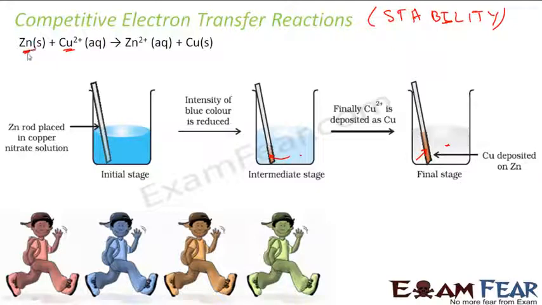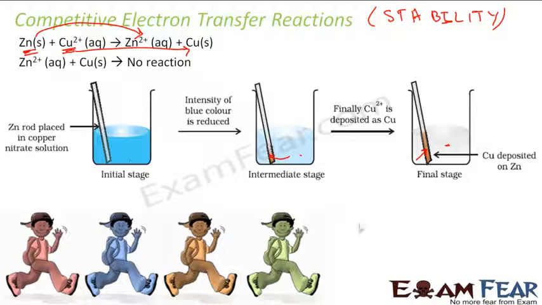In the reaction that happened, zinc reacted with copper sulfate solution, and zinc got oxidized. Zinc became Zn+2, right? It lost electrons, and copper got reduced. Copper nitrate reduced to copper, and that copper is deposited here. But if you flip this, if you take a zinc nitrate solution and put a copper strip, you keep it for hours, months, years, there will not be any reaction.